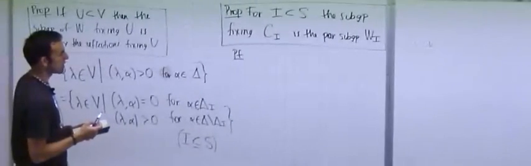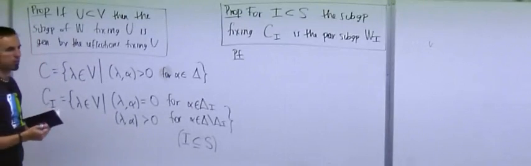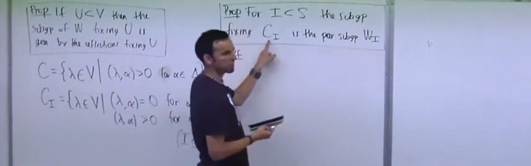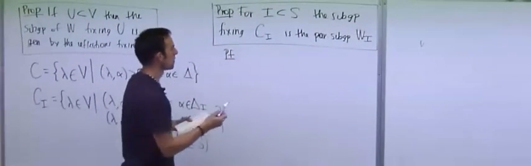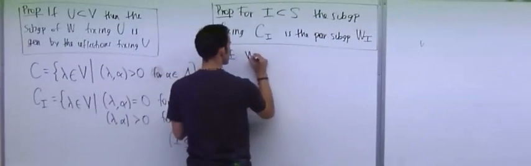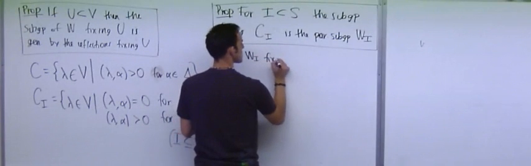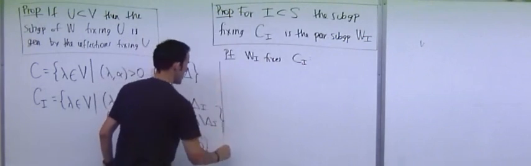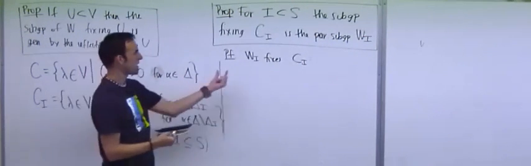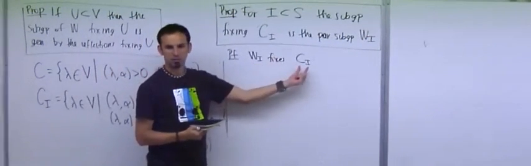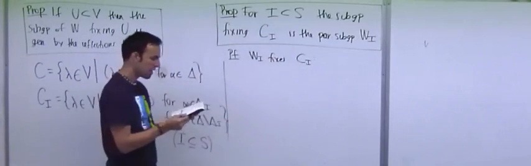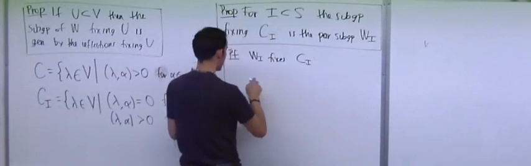So I think one part is easy, which is to show that the elements of Wi really do fix Ci. To prove that, it's enough to prove that each one of the generators fixes Ci. If the generators don't touch Ci, then no matter how I combine them, I'm still not going to touch Ci.